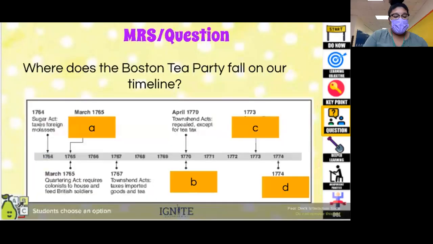Next question. Where does the Boston Tea Party fall on our timeline? A, B, C, or D?